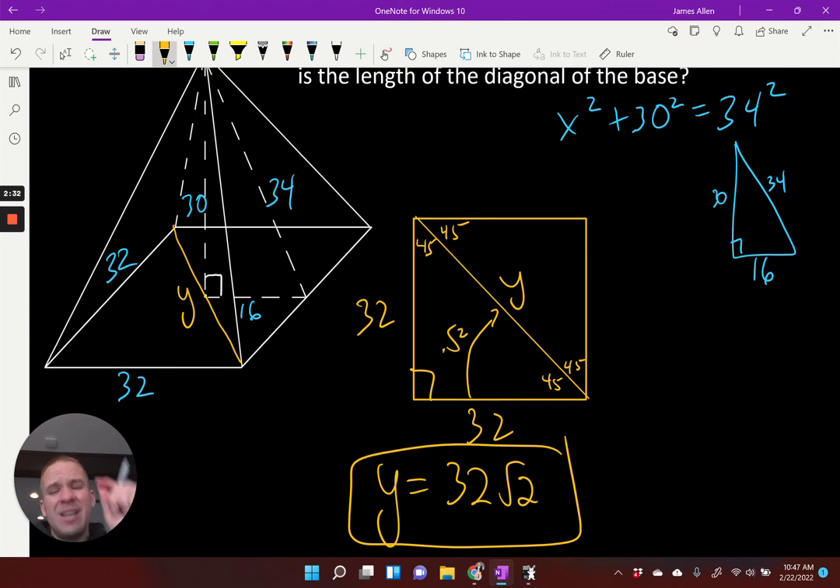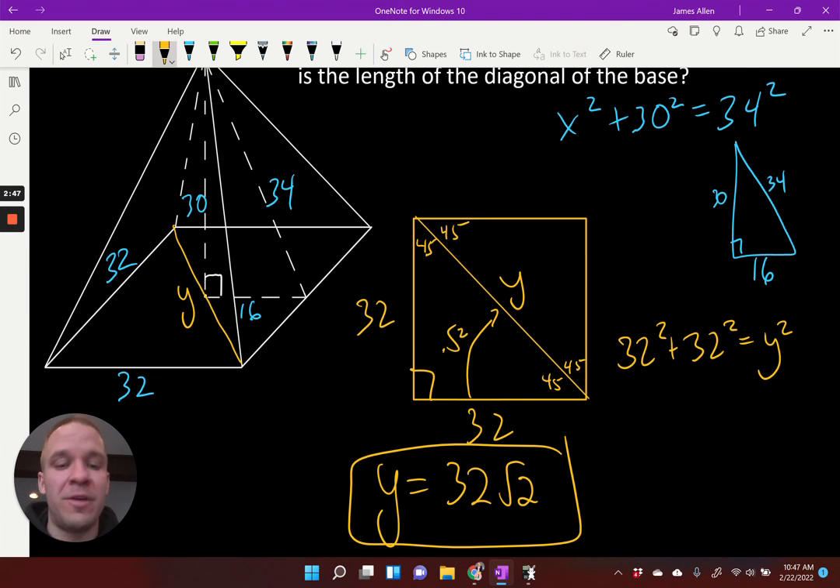I'm done. Now, if you didn't notice that it was a 45, 45, 90 triangle, you could have done 32 squared plus 32 squared equals y squared and solved for y. But I will say, you are going to be dealing with some very large numbers in a very large factor tree to get 32, especially if you're dividing by 2s. Holy guacamole. So noticing your 45, 45, 90, or maybe your 30, 60, 90s, or anything else can help you save time, and those triples.